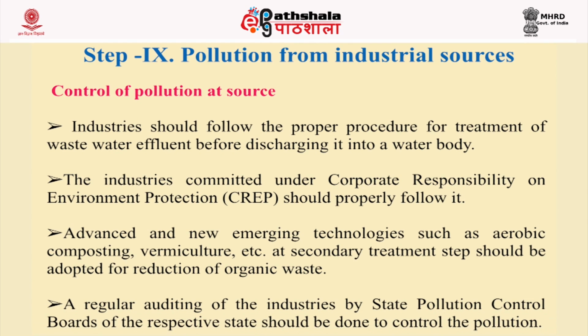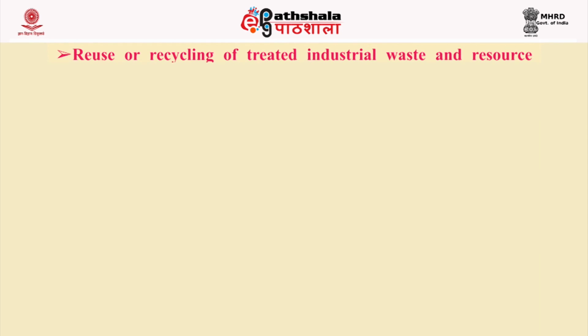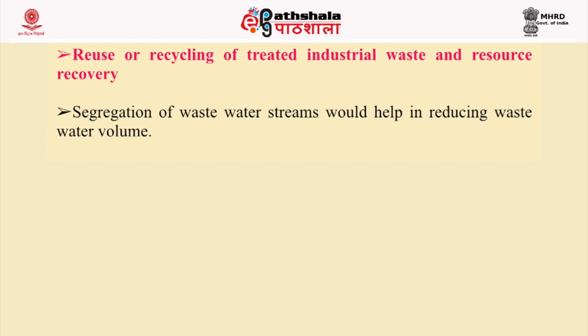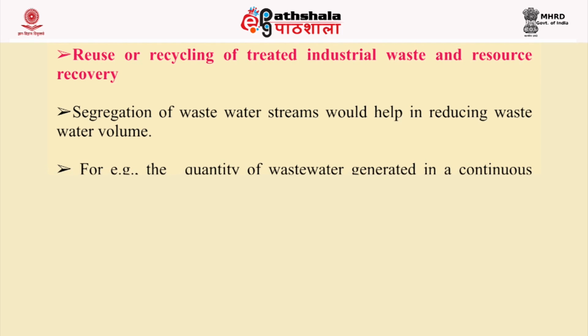Advanced and new emerging technologies such as aerobic composting, vermiculture, etc. at the secondary treatment step should be adopted for reduction of organic waste. A regular auditing of the industries by the state pollution control boards of the respective states should be done to control the pollution. Reuse or recycling of treated industrial waste and resource recovery. Segregation of wastewater streams would help in reducing wastewater volume.